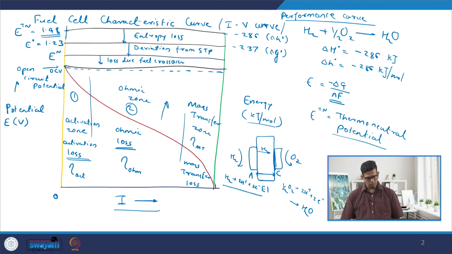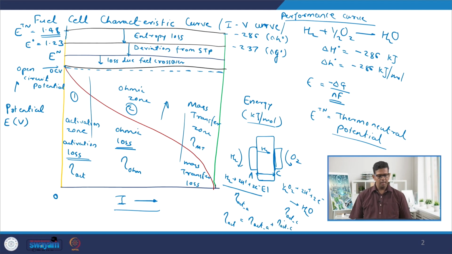Combined, these two activation losses, I can write as eta activation subscript anode and eta activation cathode. These two activation energies together give rise to the total activation loss, which is the activation of the anode plus the activation of the cathode. Similarly, in the ohmic zone, typically with respect to the electrolyte, there is only one ohmic resistance coming from the electrolyte, which is common for both the electrodes. So eta ohmic for the electrolyte remains the same.